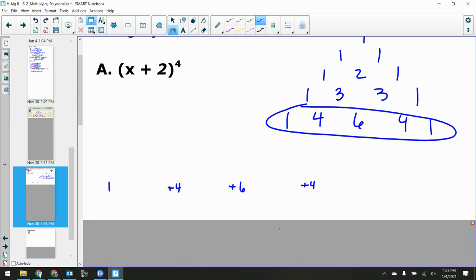I'm going to start off each term with the coefficients. And now what we do is we take the first term out of the binomial. The first term out of the binomial is x. We're going to give it the largest power, and then we decrease in size each subsequent term until it's no longer there.